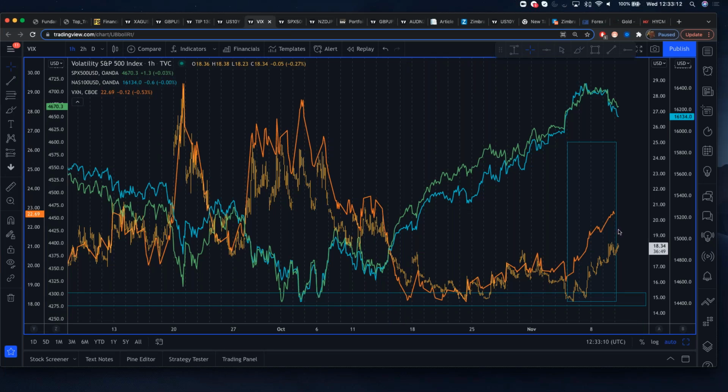So I'll just go over that again, and apologies for not changing screens. This orange and gold line is the VIX of the S&P 500 and the NASDAQ, so it's a volatility index for those two indices. The green and the blue line is the S&P 500 and the NASDAQ.